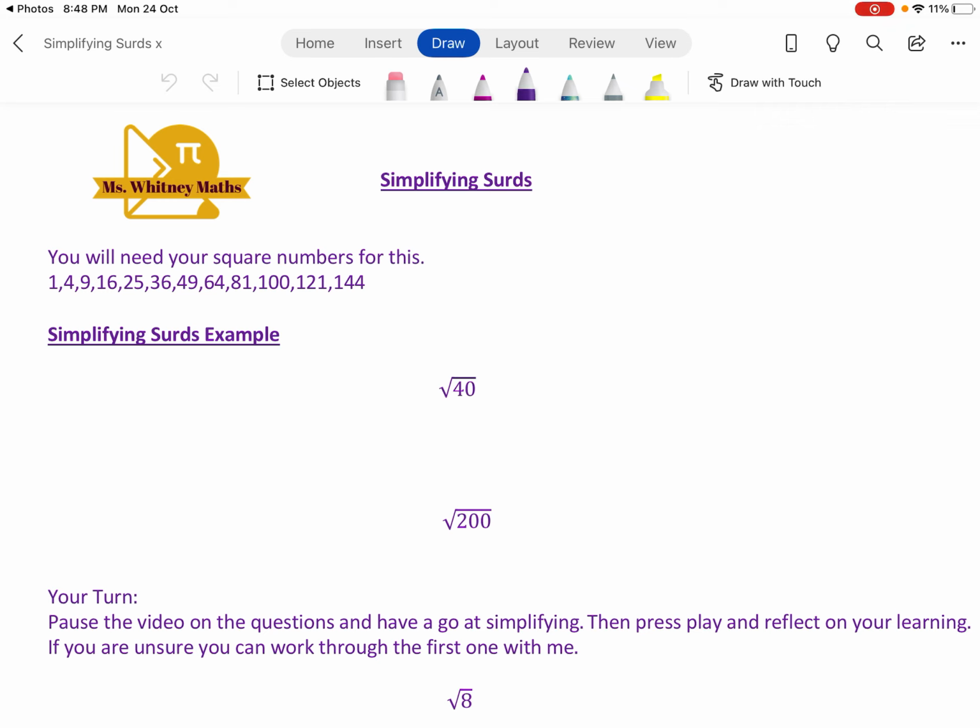For the square root of 40, I need to find a square number that goes into the surd. I need to find a factor of 40 that is also a square number. Always try to find the largest number so that you don't have to simplify multiple times. I can see that 4 is a factor of 40. So I'm going to put my square number first, and I can split up the surd as root 4 and root 10.